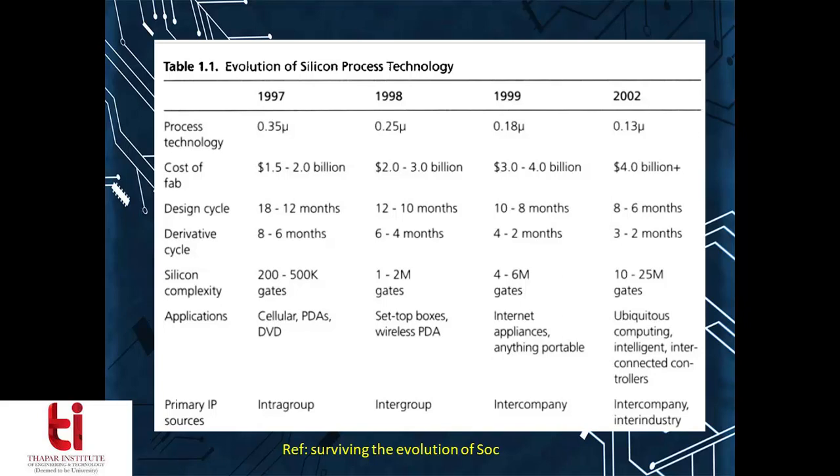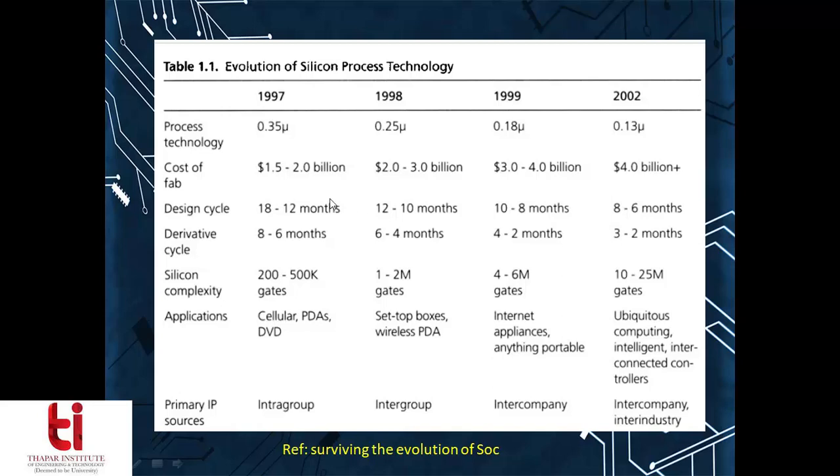So if we see the evolution of the silicon process technology, we know that we have been progressing at quite an alarming or significant rate, you can say. In 1997, we were at 0.35 micron technology, and in 2002, it was 0.13 micron. And today, we are already into the era where we are talking about 5 nanometer commercial products.